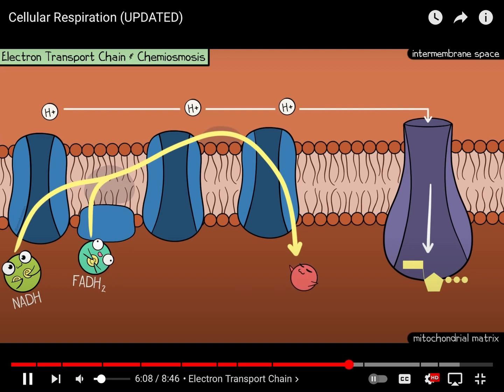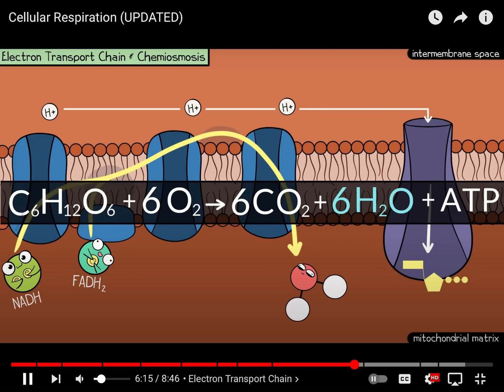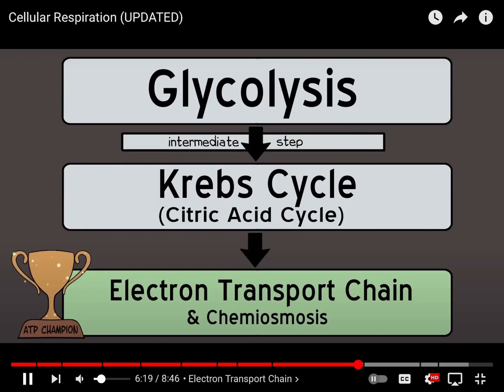Oxygen is the final acceptor of the electrons. When oxygen combines with two hydrogens, you get H2O, water. If you remember from our equation, water is a listed product. Now, the electron transport chain and chemiosmosis step makes a lot more ATP compared to the other two previous steps.